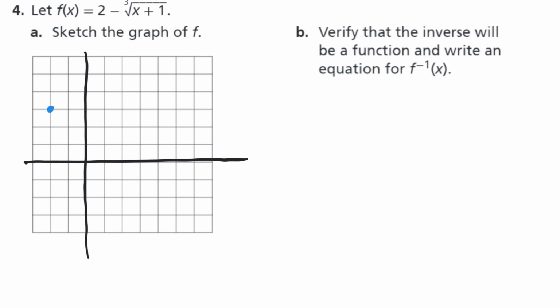It has an ordered pair at negative 1, 2, which is right here. And then it has an ordered pair at 0, 1. I keep looking down, and there's a final ordered pair at 7, 0. 1, 2, 3, 4, 5, 6. Barely on the screen here. This is a cube root function, so the shape that it takes looks like this.